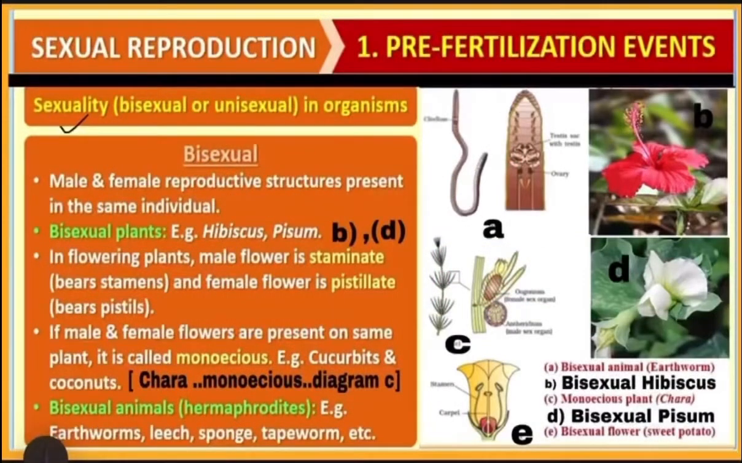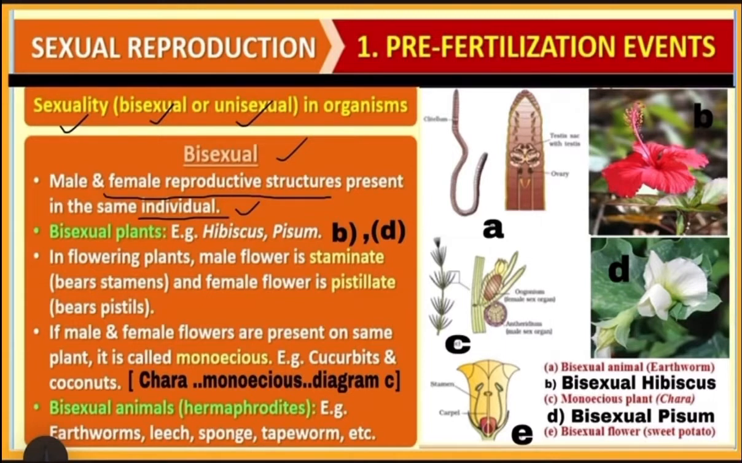Let us see the sexuality in organisms, whether the organism is bisexual or unisexual. First of all, let us see what are bisexual organisms. If both male and female reproductive structures are present in the same individual, then the individual is called bisexual. Means a single individual is having both the sex organs, male sex organ as well as female sex organ.